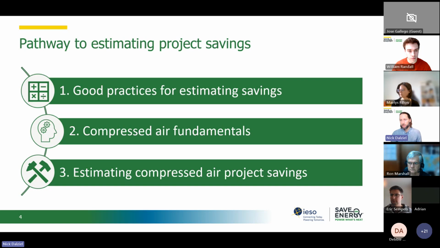So we have a three-part agenda for today's workshop. I'm going to start us off with agenda item number one, which is just some good practices, standard practices for estimating savings. These apply to compressed air. These apply to other motor-driven systems, if not all electricity or all energy savings projects, or perhaps all efficiency and reductions type projects. Then I'm going to hand things over to Ron, who's going to start with some compressed air fundamentals before getting into estimating project savings. And within that section, we'll be covering a lot on good practices for and examples for baseline development.